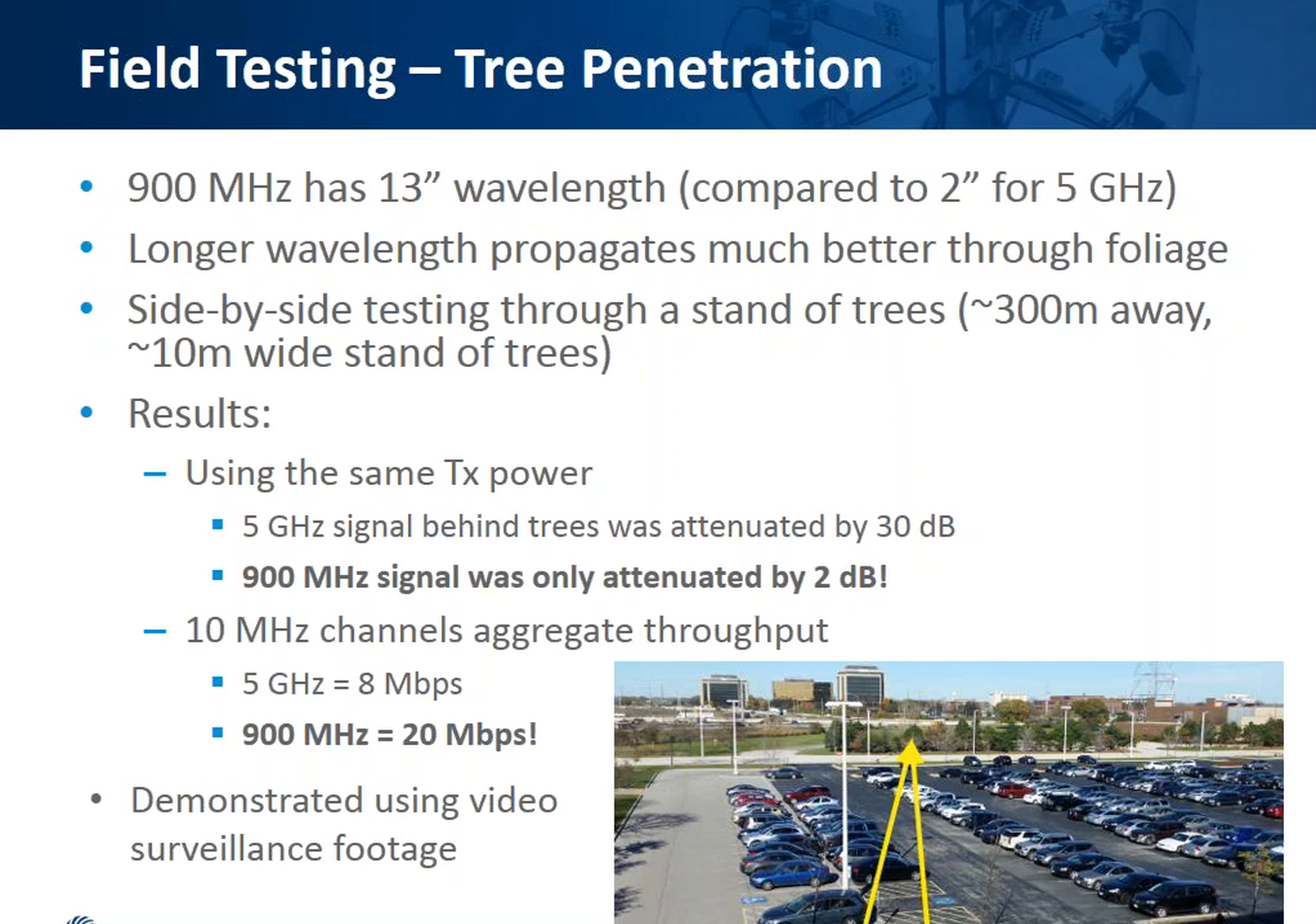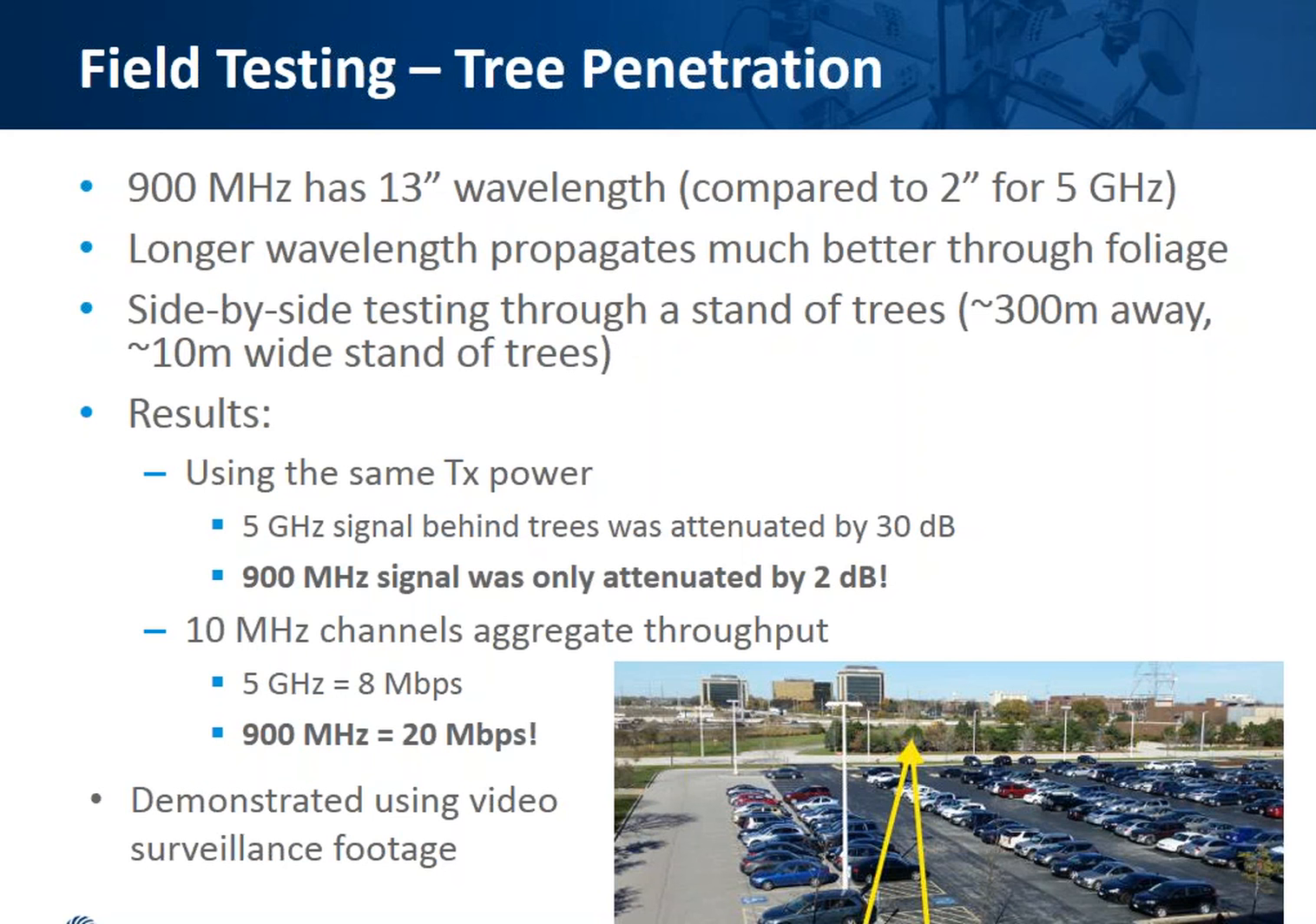The 900 megahertz product has a 13-inch wavelength, just in terms of the frequency and wavelength of this radio signal, which penetrates trees. With 5 gig, as you go up in frequency, the wavelength becomes smaller and gets blocked more easily by obstacles. So side by side, 900 versus 5 gig, the 5 gig signal was attenuated by about 30 dB, whereas the 900 megahertz signal was only attenuated by 2.